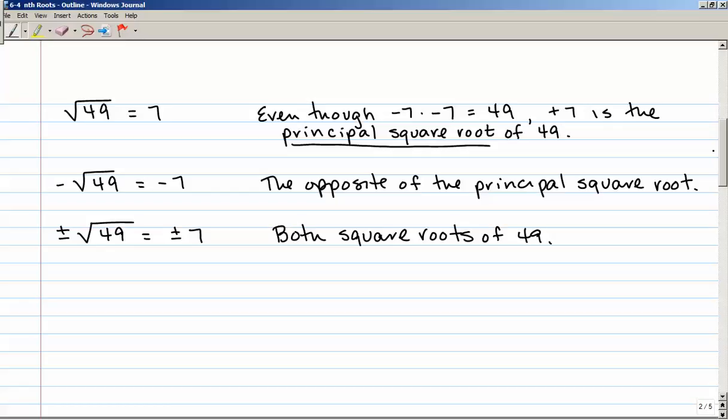So just to review a little bit that you probably remember from Algebra 1, we say that the square root of a number is equal to the positive number. So the square root of 49 is equal to a positive 7. And even though negative 7 times negative 7 gives me a positive 49, positive 7 is what we call the principal square root of 49. If we want to get a negative 7, then we have to put a negative out front. So negative square root of 49 is negative 7. This means negative 1 times the principal square root of 49, which is going to give me negative 7. That's the opposite of it. And then if we want to deal with both square roots, we do the plus or minus in front. So plus or minus the square root of 49 is equal to a positive or negative 7.